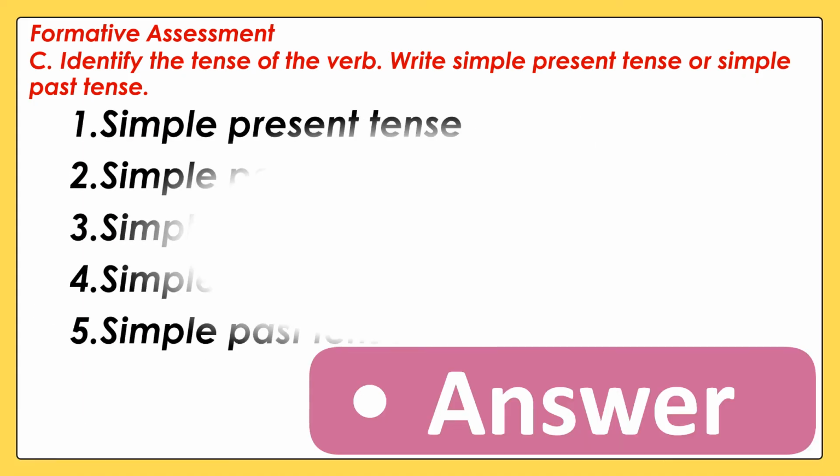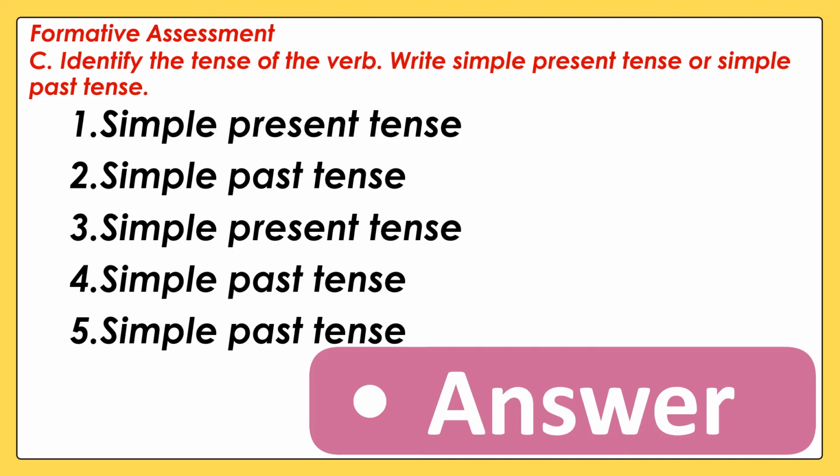Answers. Number 1, simple present tense. Number 2, simple past tense. Number 3, simple present tense. Number 4, simple past tense. Number 5, simple past tense.